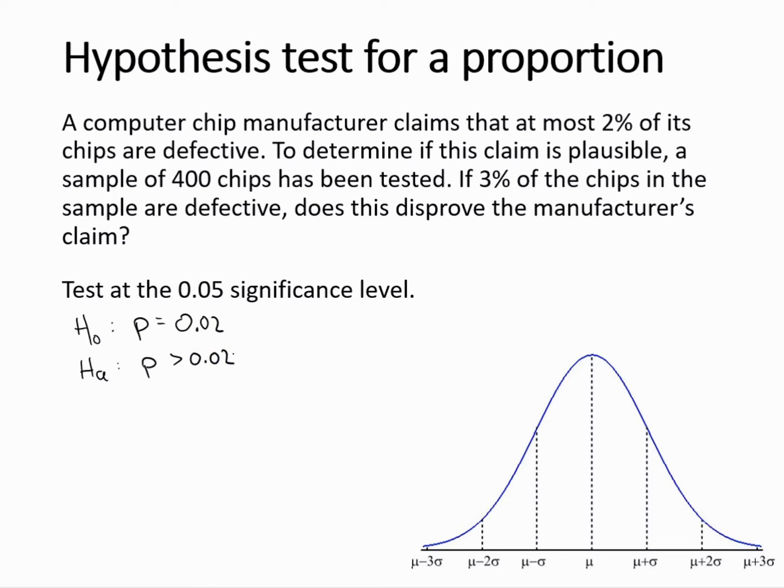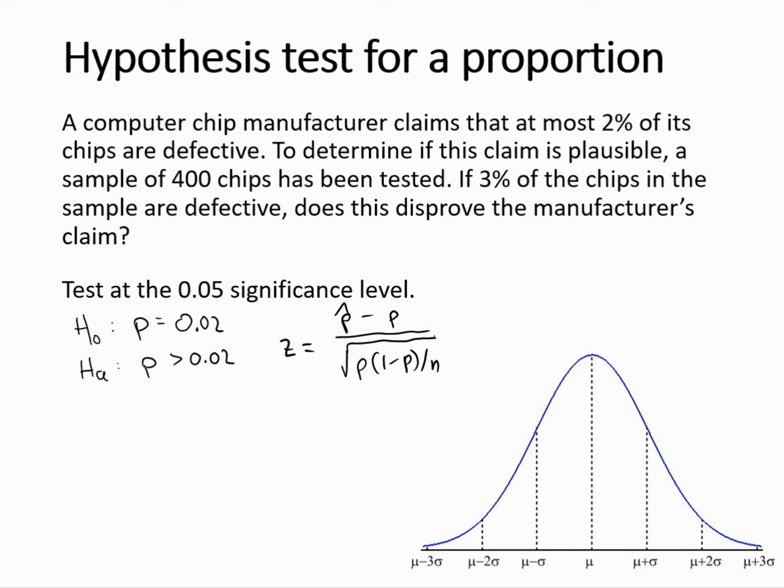Okay, and so null hypothesis, assume the proportion is 0.02. Alternative, right-tailed test, greater than 0.02. So we're going to compute a test statistic, and the test statistic will be z equals p hat minus p, all divided by the square root of p times 1 minus p over n.